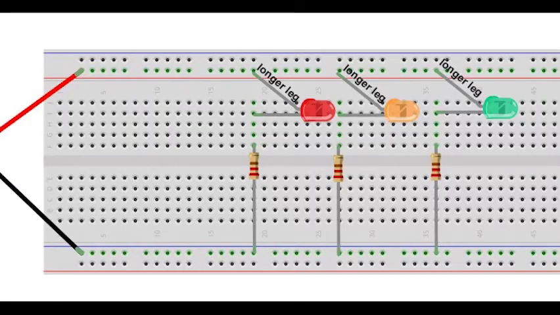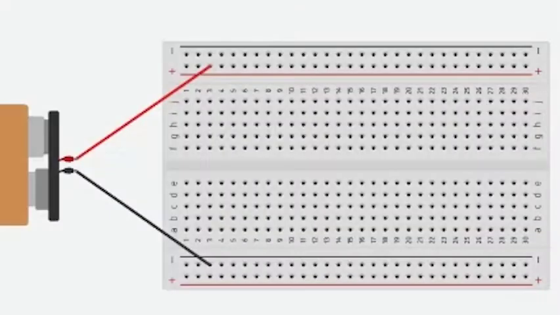Today let us have parallel connections of 3 LEDs. As you see, we have a breadboard connected to a 9 volts battery. The positive terminal of this 9 volts battery is connected to this side's positive line, and the negative terminal, that is the black line, is connected to the negative side of this breadboard.